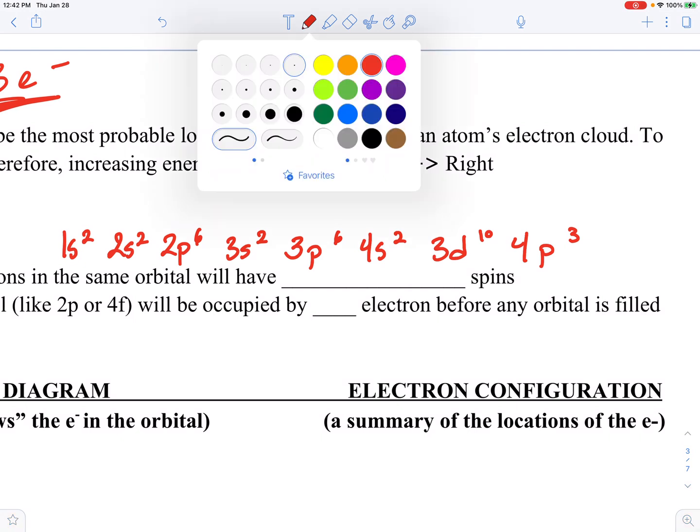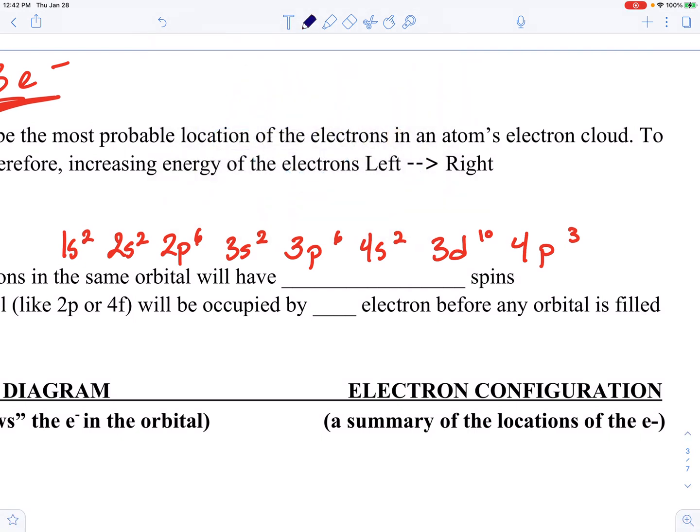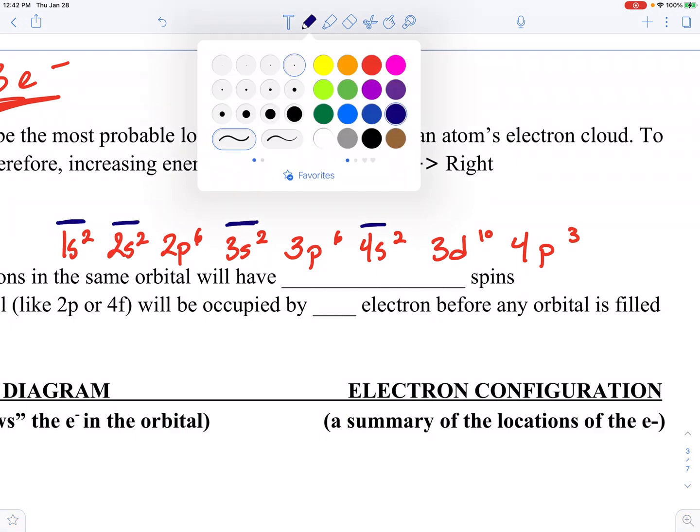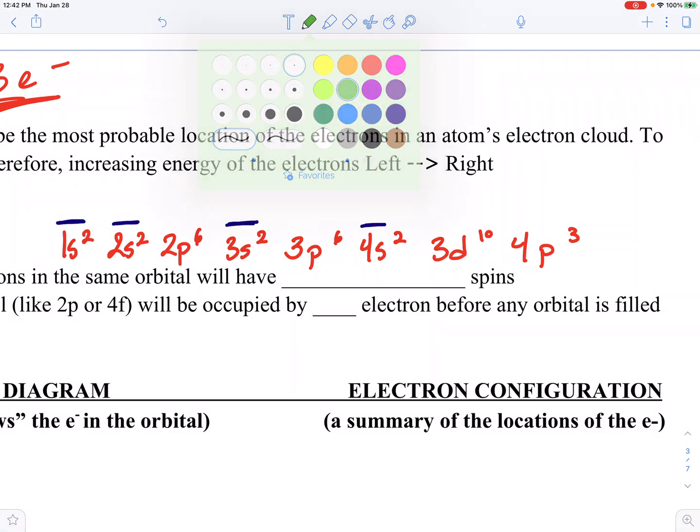Instead of drawing boxes, I draw lines. So the s sublevel has one bunk bed. So for all the s's, I draw one line to represent that one bunk bed. You don't have to color code yours. I'm just going to do it to try to be helpful.